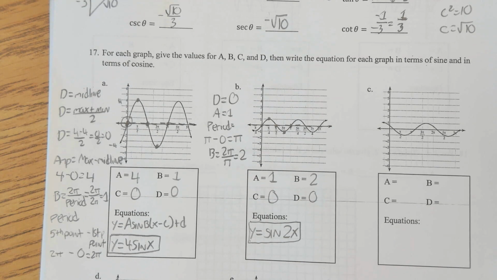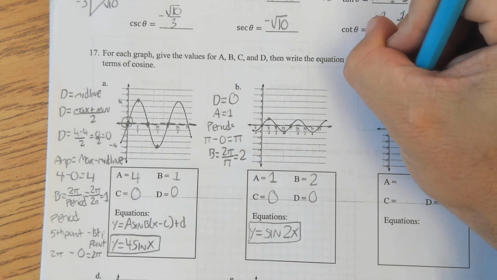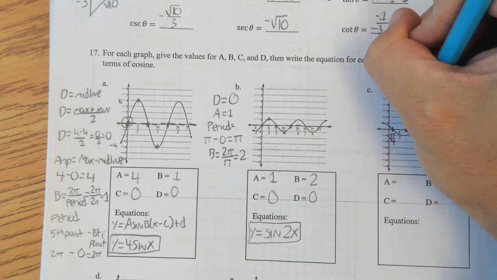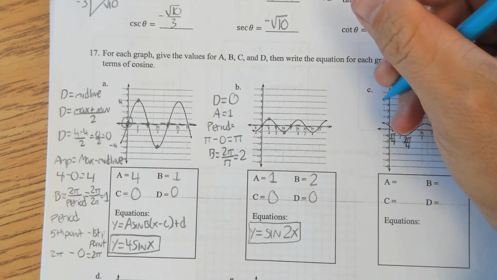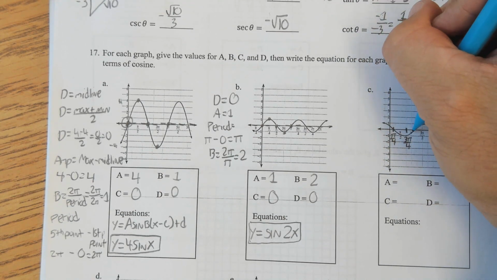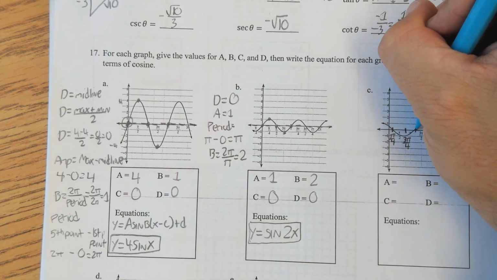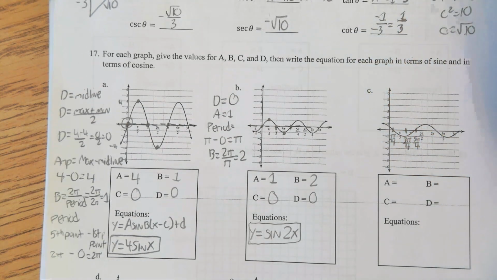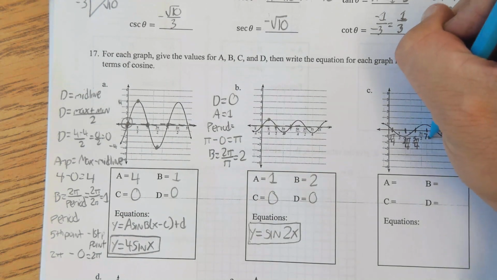All right, so this one's a little bit tougher. What you need to understand is that your intervals are going up by pi over 4. So we've got 3 pi over 4, 5 pi over 4, and then 7 pi over 4.